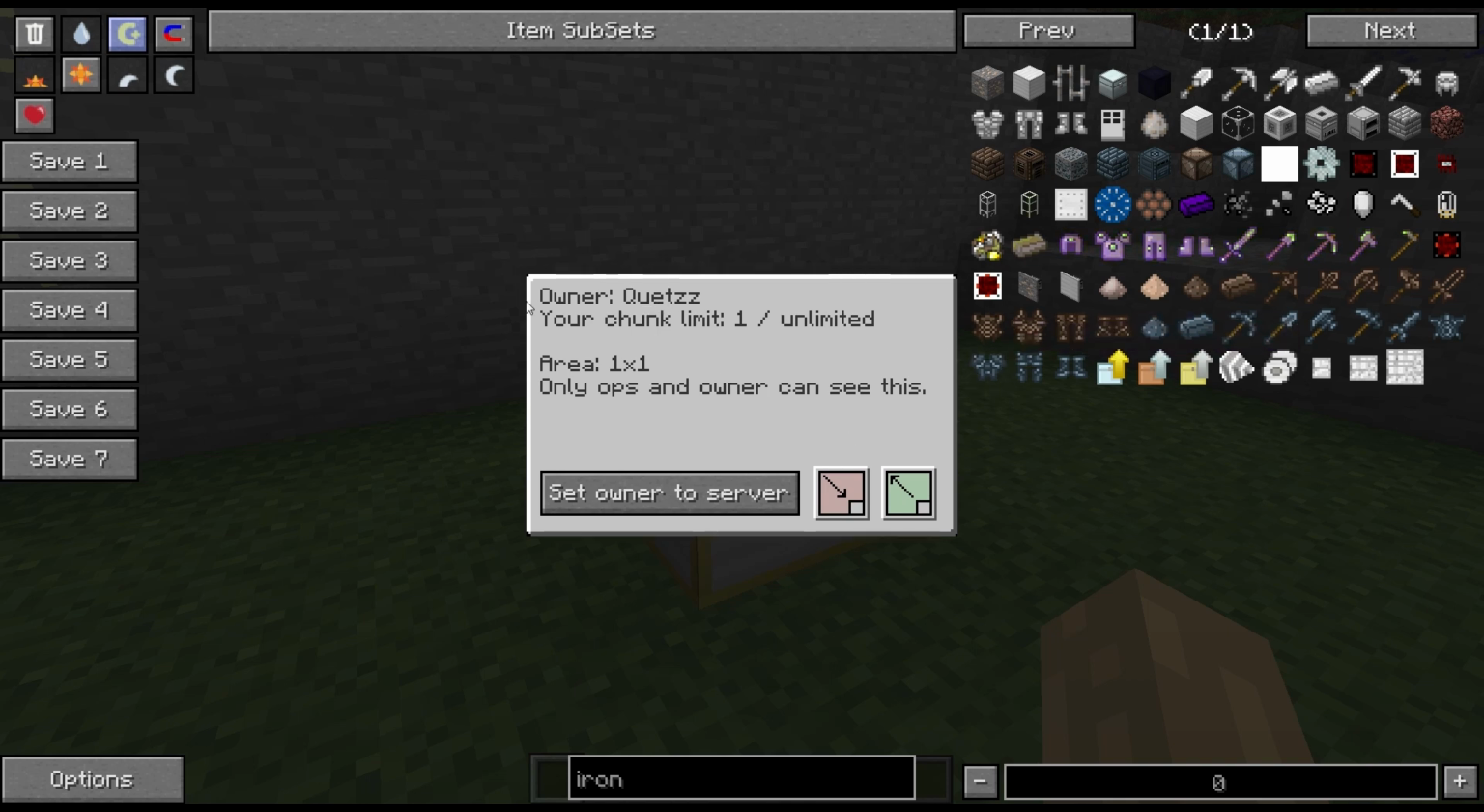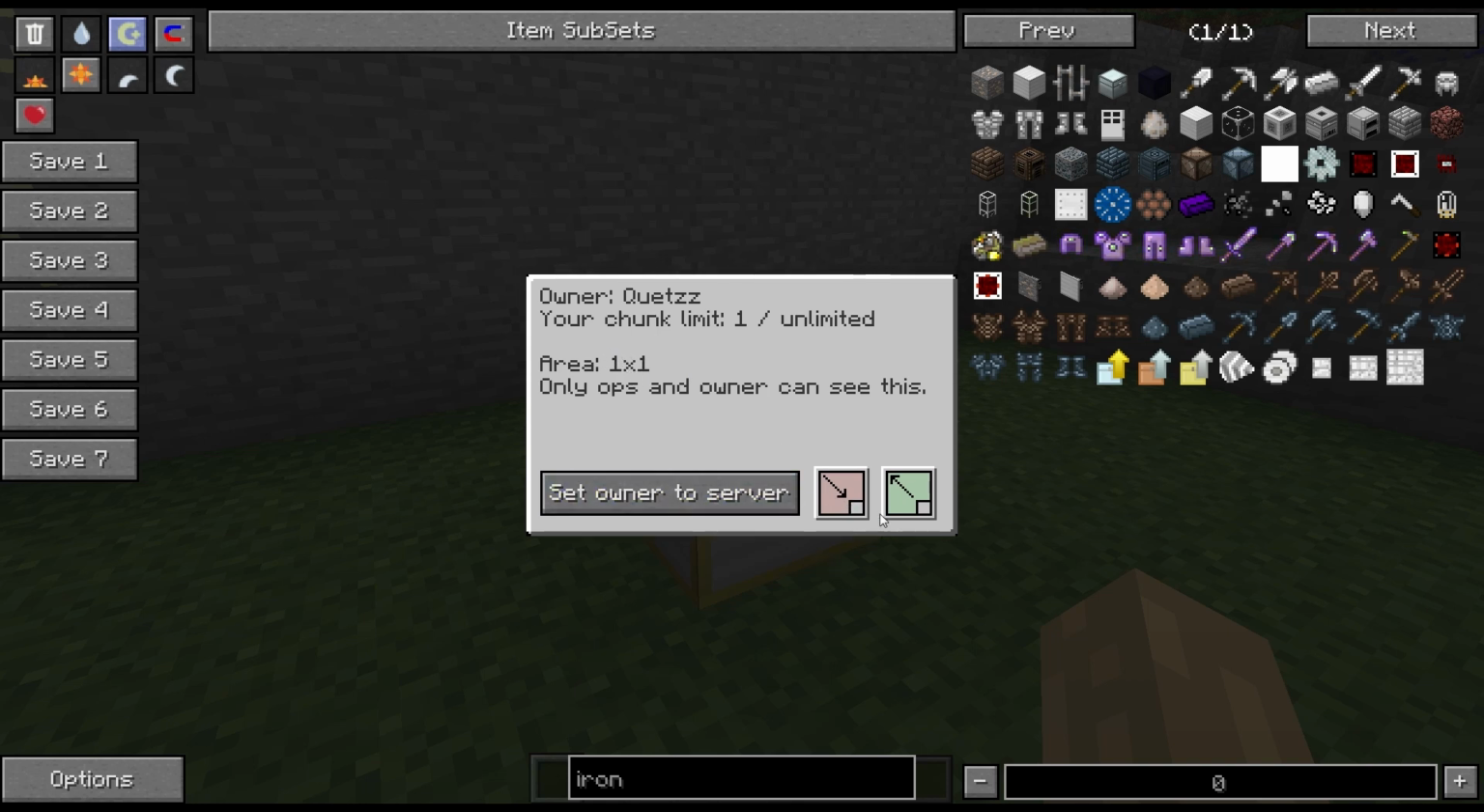As you can see, it's telling us at the moment that the owner is me, and I have a chunk limit. Now if you were working on a server, you can configure a chunk limit, a limit on how many chunks each player can keep loaded at any one time, and this here would tell you how far off that limit you are. As you can see, it will just tell you what area it's loading. So at the moment this is loading a single chunk.